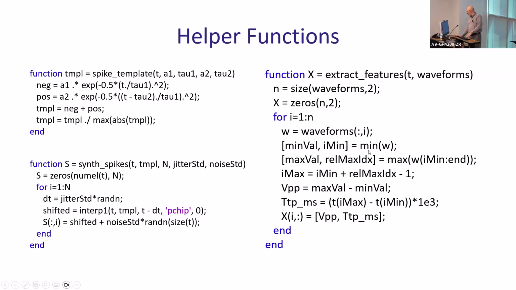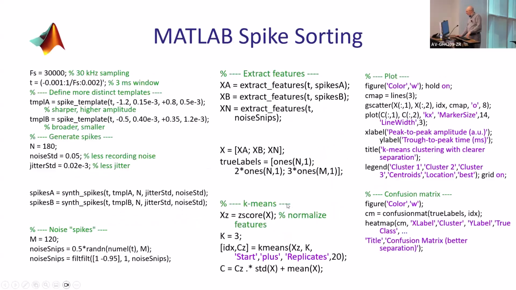All you need is to extract the minimum, maximum, and the difference between minimum and maximum, like peak to peak. This will be that VPP value, okay? And this is T of the maximum minus T of the minimum. It will be the distance between them, and in milliseconds you get that times 1000. Right, so these 2 numbers will be in that vector X, which is the feature vector. So XA will be extracting features from spikes A, XB from spikes B, and this one is extracting from noise intervals, okay?